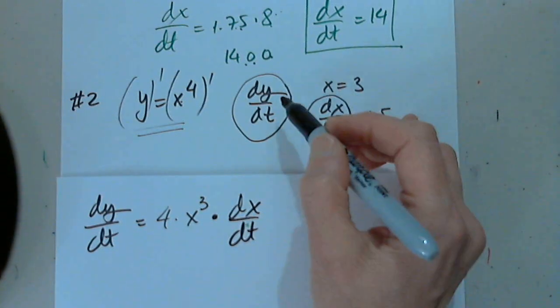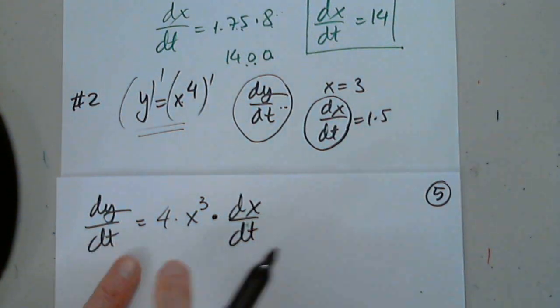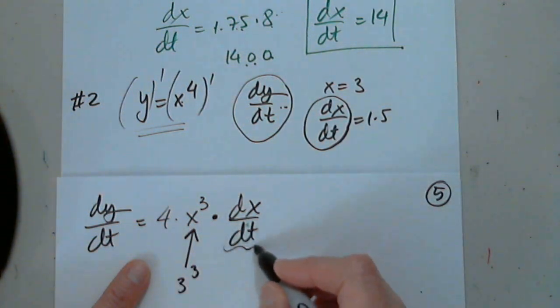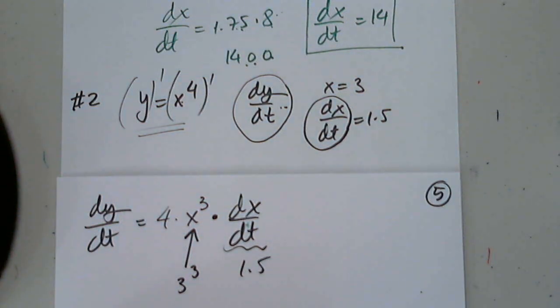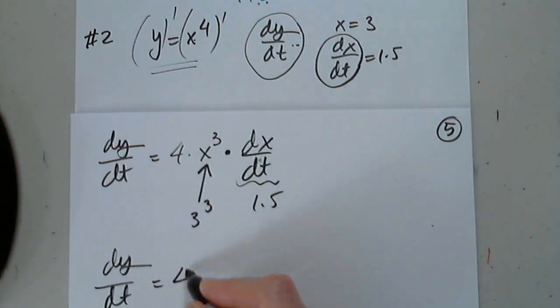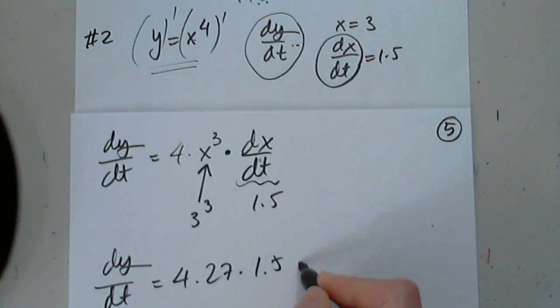So we're asked to find this, which is this, knowing that x equals 3. So this will be replaced by 3 to the third, and this will be replaced by 1.5. So dy over dt will be 4 times 27 times 1.5. So 4 times 27 times 1.5, 162.